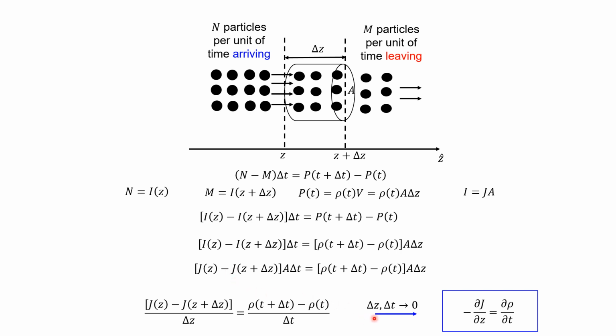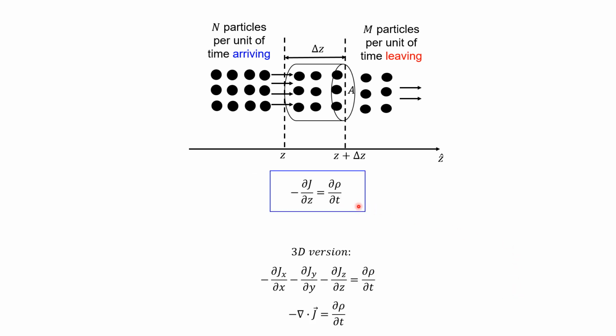Now you may have noticed that if you take the limits of the size of the box going to 0 and the interval of time we are considering also going to 0, this relationship here becomes the partial derivative of the current, but we need the negative sign here because the partial derivative would be this term minus this, and here we have the other way around. And this term becomes the partial derivative of the concentration. And we need partial derivatives because the current may also be a function of time and ρ may also be a function of space.